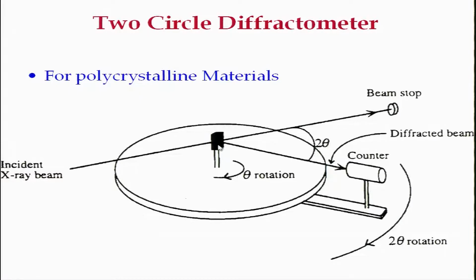You can also rotate the sample; there is a possibility of sample rotation as well to maximize the probability again, but you do not need to do that for polycrystalline material unless you have texture or something like that.